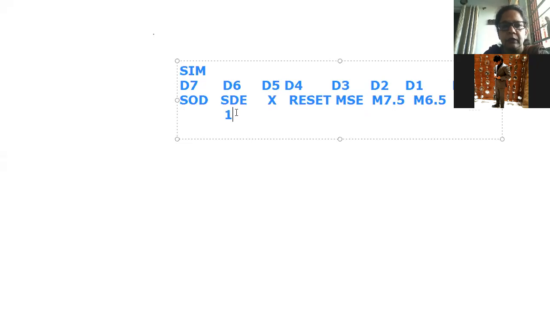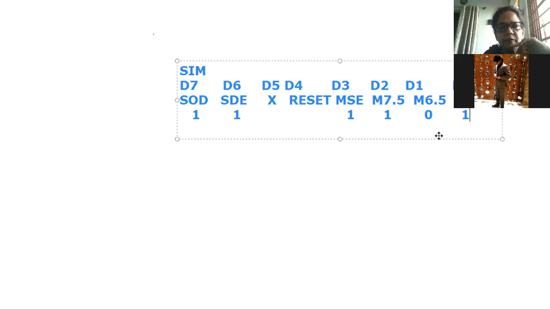accumulator must be 1. If this particular bit is 1 and then this is 0, that means at the SOD pin a low signal appears. Or if suppose this is 1, then at the SOD pin 1 appears, that is a high level voltage will appear. If I want to mask any interrupt, then the mask set enable must be 1. And for example, if I'm masking 7.5 and for example 5.5, then these bits must be 1.